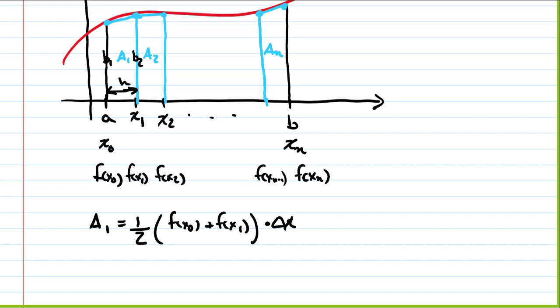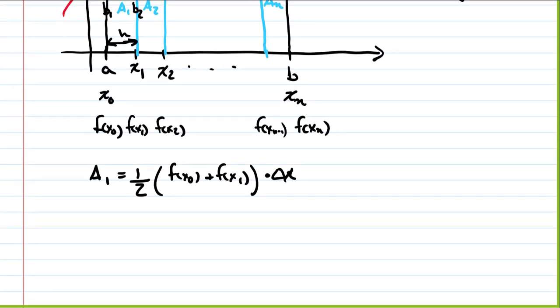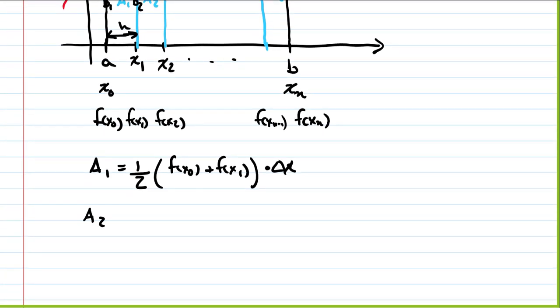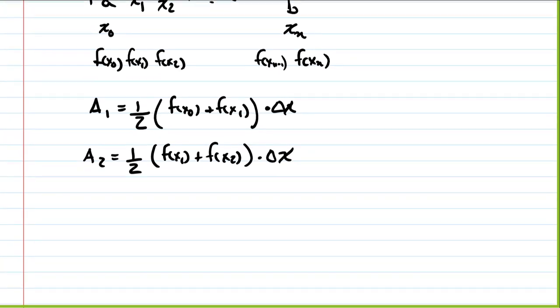that we used from Calculus 1, right? So the distance between each of these. And recall, delta x was b minus a divided by n, right? The distance for each of these. So that would give us A1. Then what would A2 be? Well, the same thing, 1/2, but now I would do f of x1 plus f of x2 times delta x. And then I could keep going.